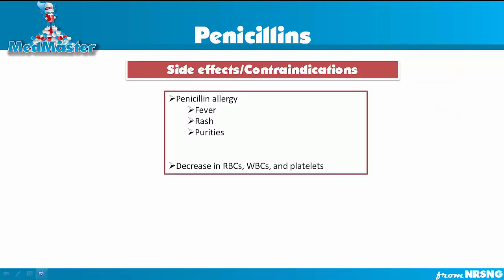Side effects. The side effects are basically the allergy from the penicillin: fever, rash, pruritus. And the main side effect to remember for penicillin is that it decreases the RBC, WBC, and platelets. So they basically decrease all blood cells. That's the main one to remember, and it's often tested in the NCLEX as well.